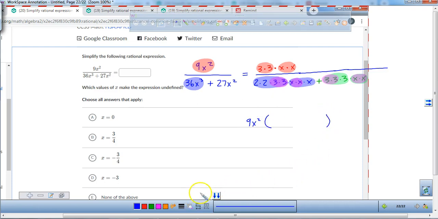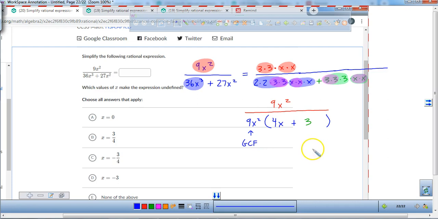Now what does that leave me with? That leaves me with a 2 times 2, which is a 4, and then there's an x right there, plus, the only thing I have left over here is 3. And then over here on top, I have 3 times 3, so I still have a total of 9x squared. Now, once I have everything factored out, this is called the GCF, the greatest common factor.